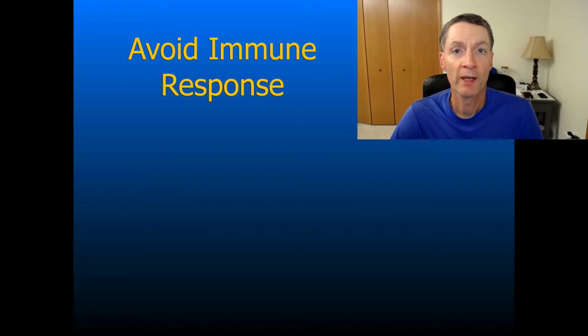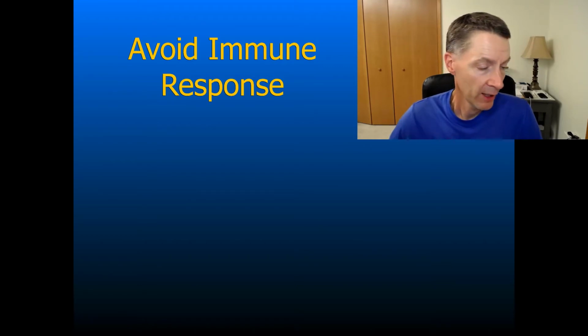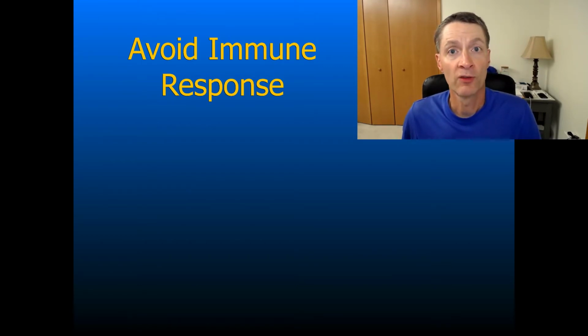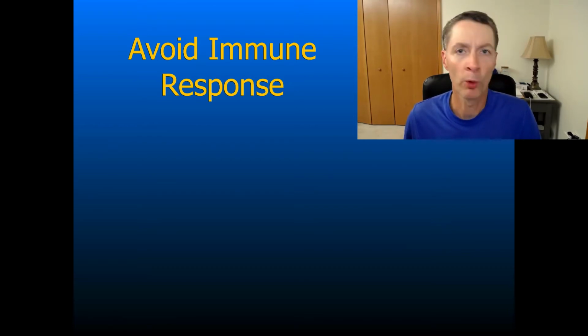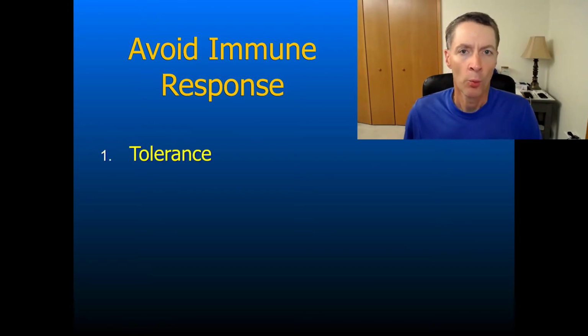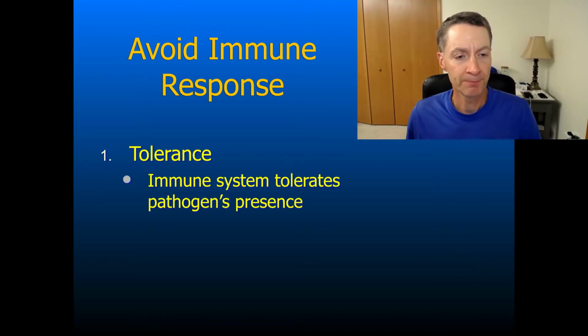All right, guys, we're looking at more of the ways that microbes avoid the immune response. We already looked at some of the ways that microbes avoided phagocytosis. Now we're looking at more than just that, all right? One of the aspects that we need to talk about is tolerance, all right? This is a case where the immune system basically puts up with, tolerates, the pathogen's presence.